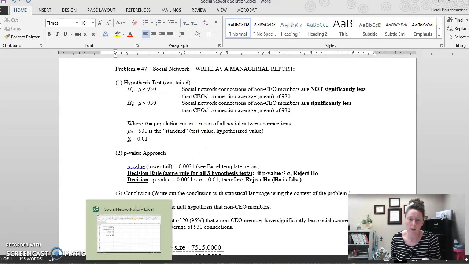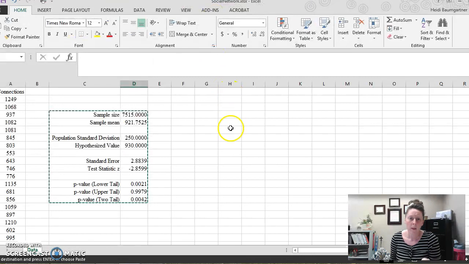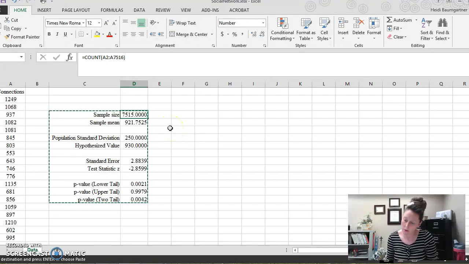And let's see if we can switch this to Excel. This here is the data file for Excel, the social network file, which will also be uploaded to Moodle. And these formulas here can be found on page 423 of Chapter 9 in Statistics.